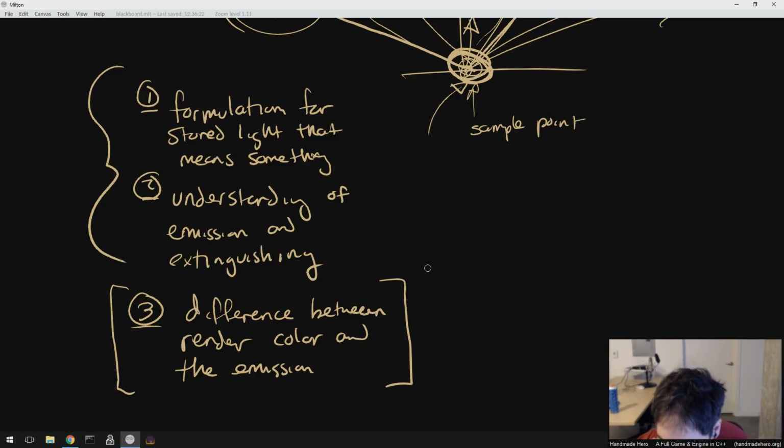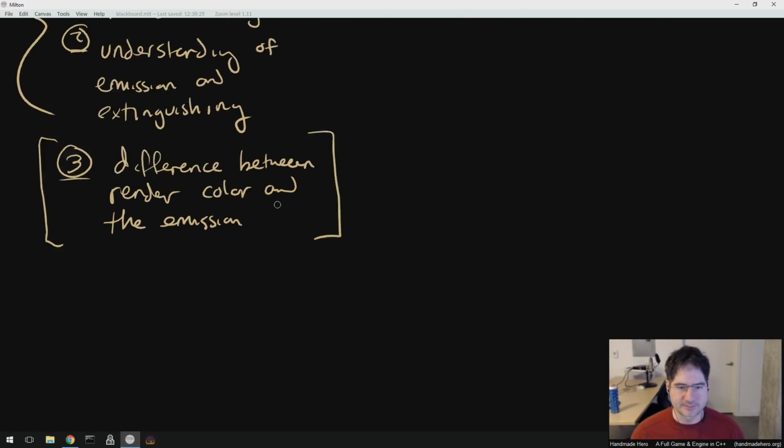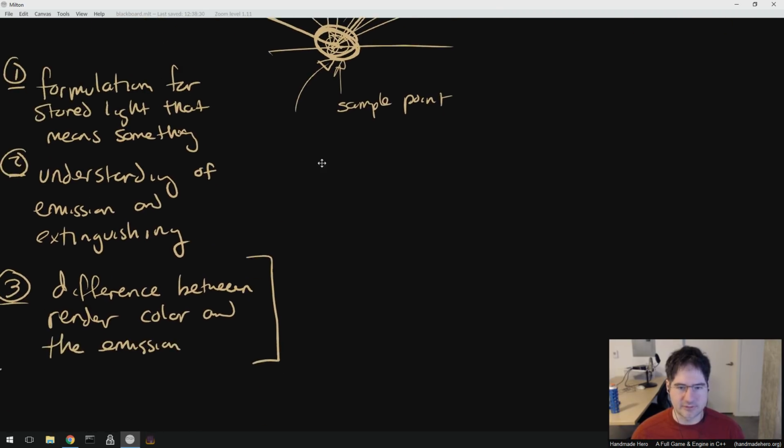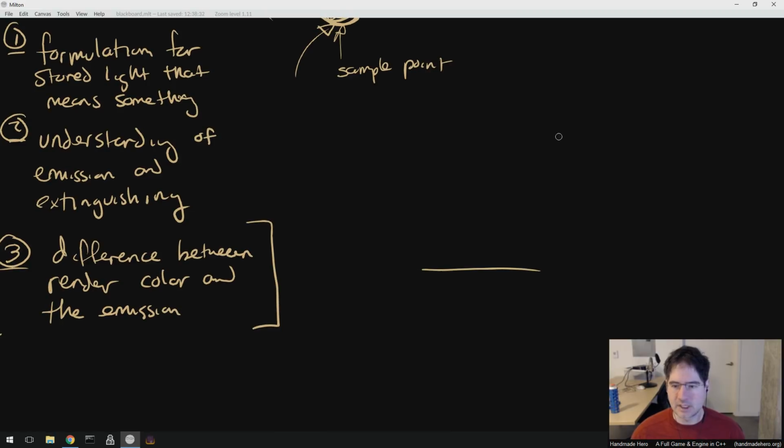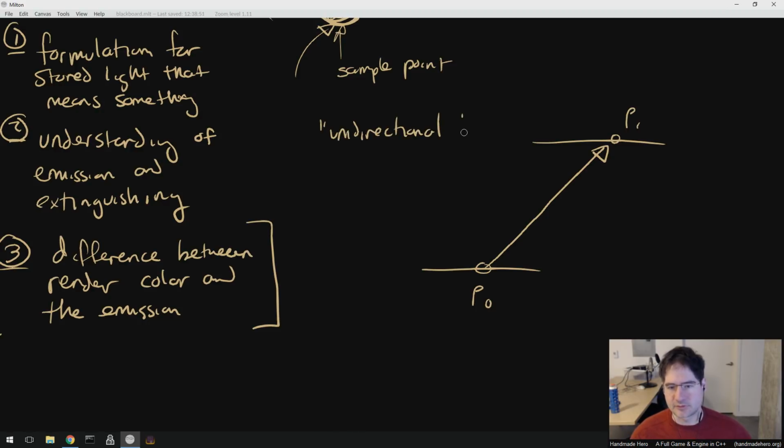Okay, so let's talk a little bit about what we're trying to accomplish here in light of these three things. So we have situations now where we've got this sort of thing occurring. We've got P0 and P1. And the first thing is that what we're using right now is unidirectional transport.